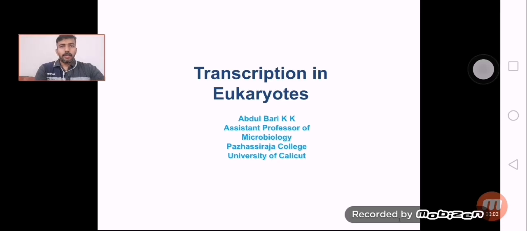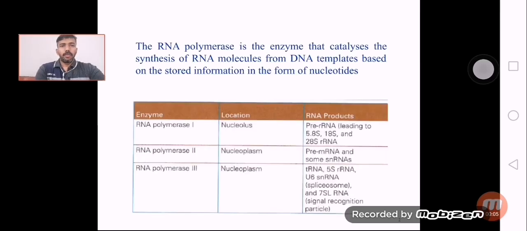So let's begin the presentation with an introduction to the RNA polymerase enzyme. As we already know, there are three types of RNA polymerases. Hope you know all this.